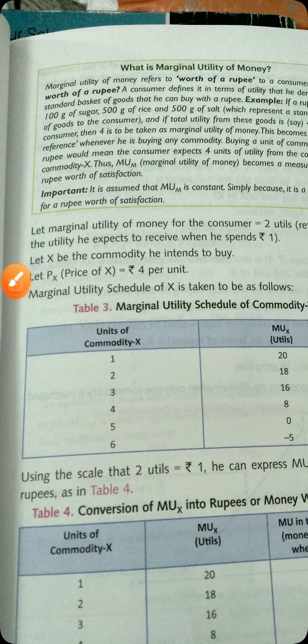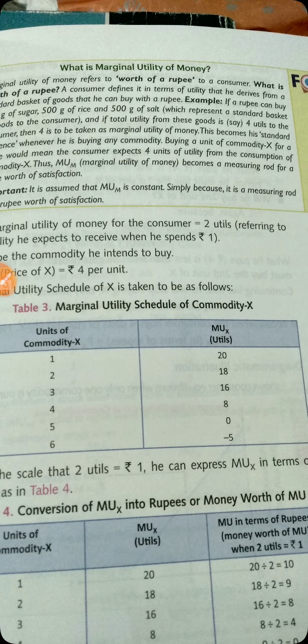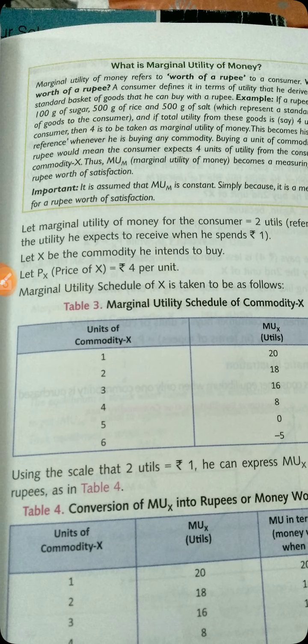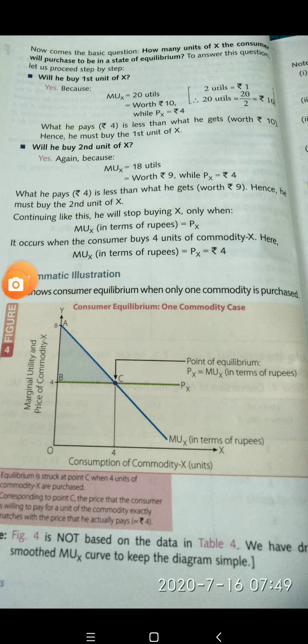So before studying the table, let the marginal utility of money for the consumer be equal to 2 utils referring to rupee 1. It is already given. And let X be the commodity he intends to buy, and PX is the price of the commodity, which is equal to rupees 4 per unit. Now comes a basic question: how many units of X will the consumer purchase to be in the state of equilibrium?